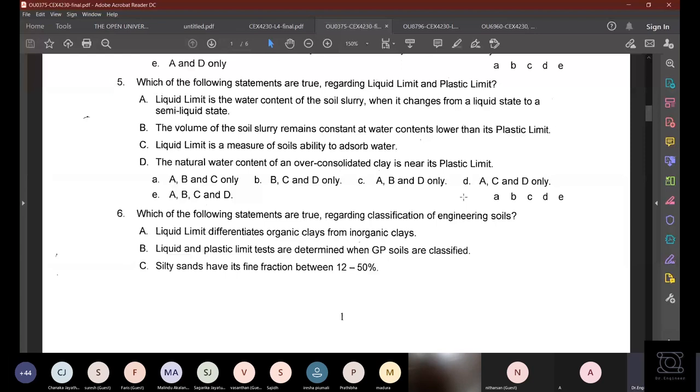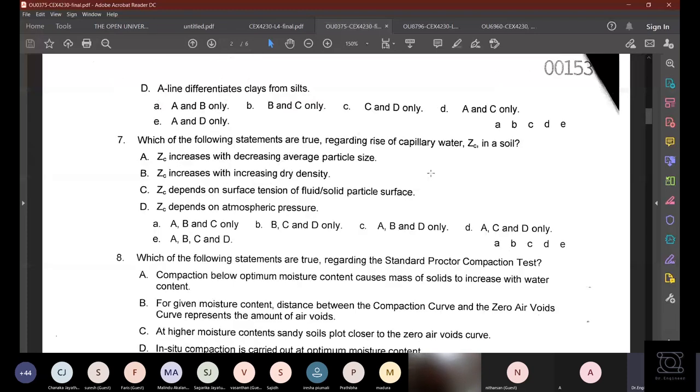Statement C increases with decreasing average particle size, right? So when the average particle size decreases, the capillary rise can increase. The rise could be much higher, right? So this part you have to think a bit critically. When the particle size decreases, the pores become smaller, and the water can rise due to the pore water pressure within the soil. It can increase to high heights, right?